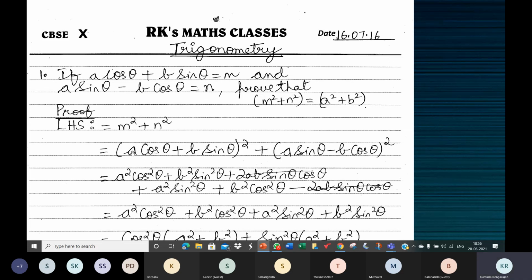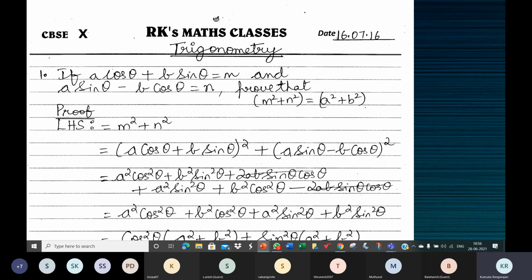And when you square this, children, A cos theta the whole square. See, A cos theta is A into cos theta. Cos theta is not cos into theta. Cos theta is one thing. So when you square cos theta, it is cos square theta.